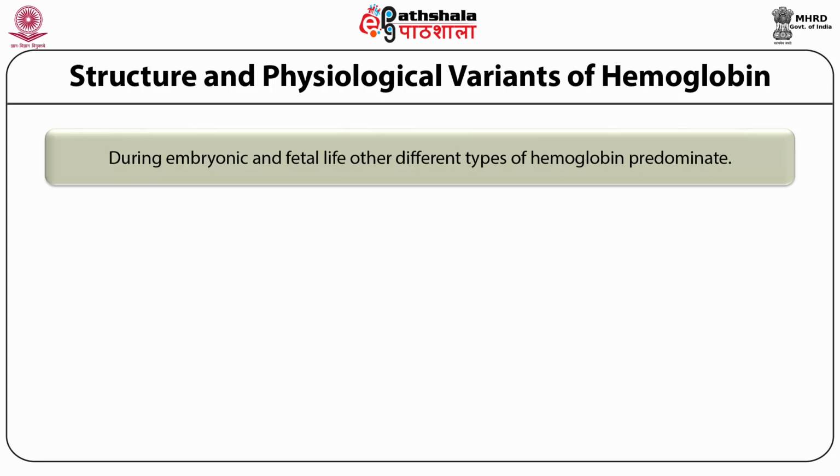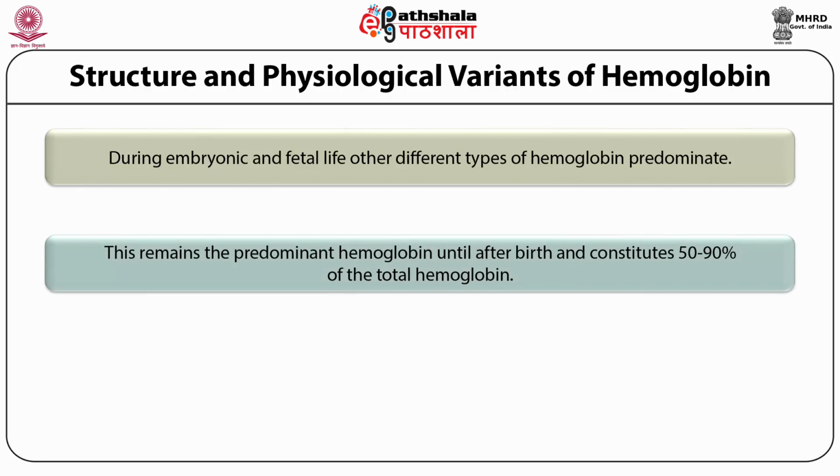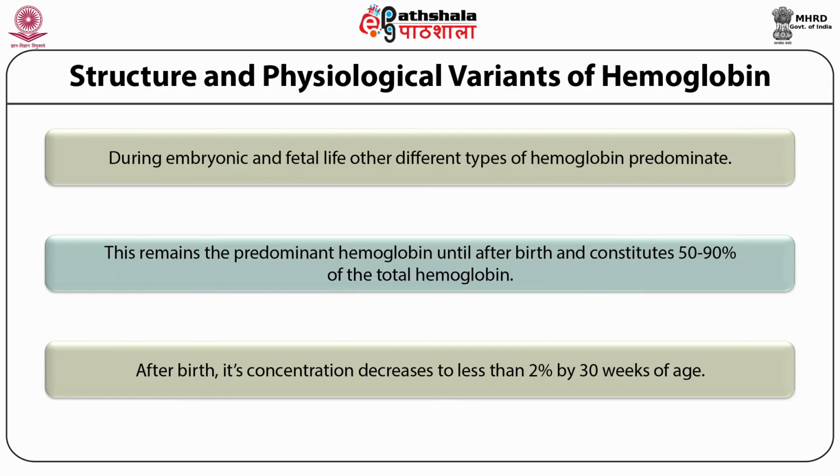These include Gower 1, present in early embryonic life, Gower 2, and hemoglobin Portland. After the 8th week of development, embryonic hemoglobin is replaced by fetal hemoglobin. This remains the predominant hemoglobin until after birth and constitutes 50 to 90% of total hemoglobin. After birth, its concentration decreases to less than 2% by 30 weeks of age. Hemoglobin A is then the predominant hemoglobin.